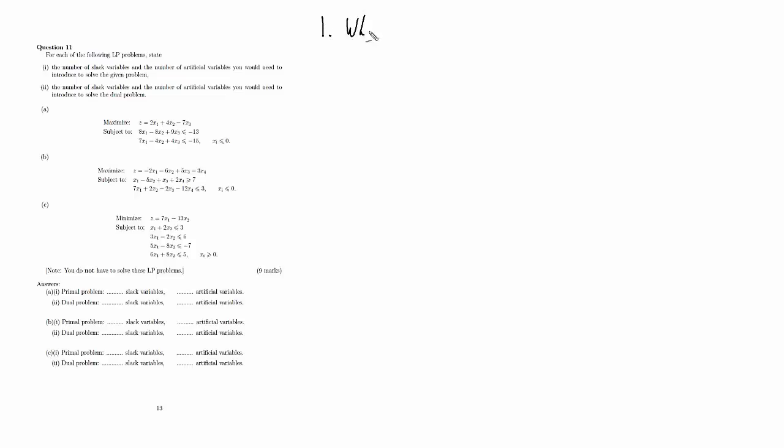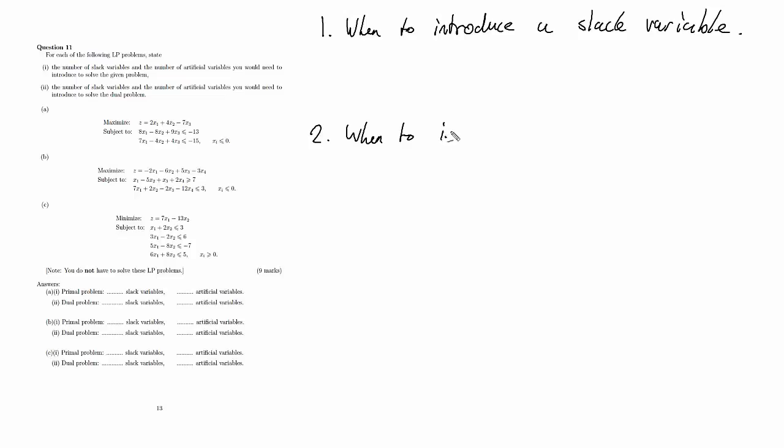One, when to introduce a slack variable. And two, when to introduce an artificial variable. The first one is easy. You introduce one slack variable for each constraint.